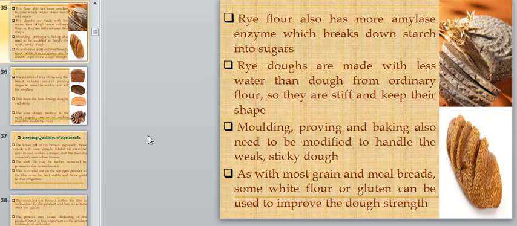With most grain and meal breads, we can add white flour or gluten so that it can improve the dough strengthening properties. We have discussed earlier that protein plays an important role in strengthening bread dough, but rye bread contains a small amount of protein, so to compensate for that deficiency we can add white flour or gluten.